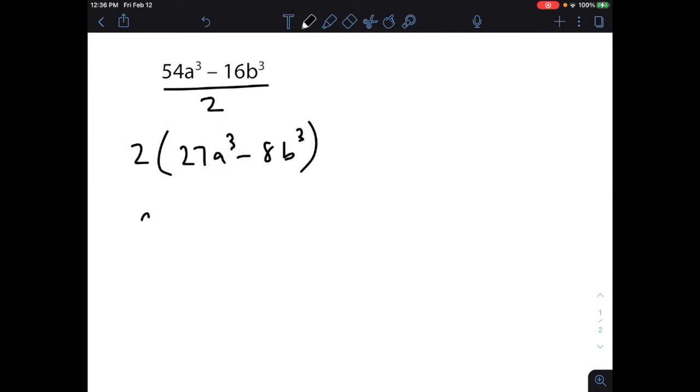So we can identify our a and our b. Ooh, we should have probably chosen different variables instead of having a's and b's. So don't get confused by the fact that we have a's and b's in our problem here, and we have a's and b's that we're going to be talking about for our general form. We'll keep it straight. All right, so if we have 27a to the third, well, that's going to be 3a. And 8b to the third is going to be 2b.